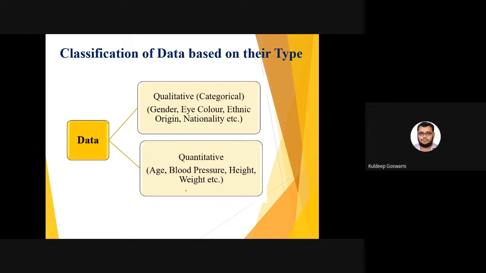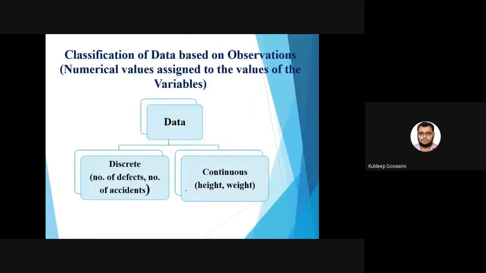Maybe 31, maybe 35, maybe 40, maybe 45, like that. Blood pressure. There are two types of blood pressure. One is called systolic blood pressure, and another one is called diastolic blood pressure. And each of those will have some numerical value or numbers. Height, weight, etc. are examples of quantitative data.